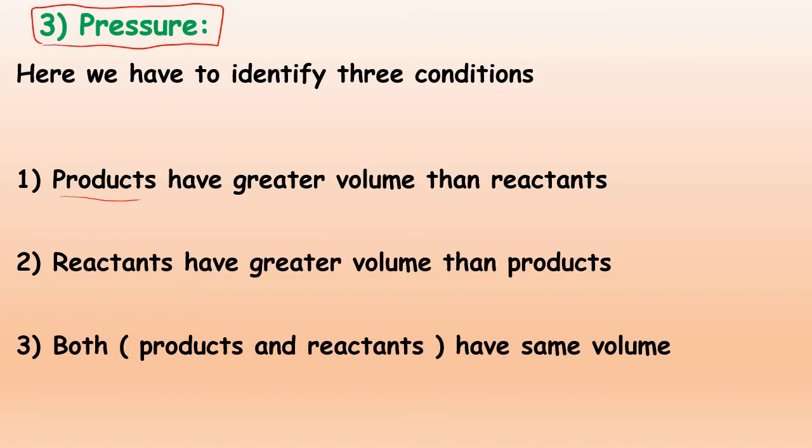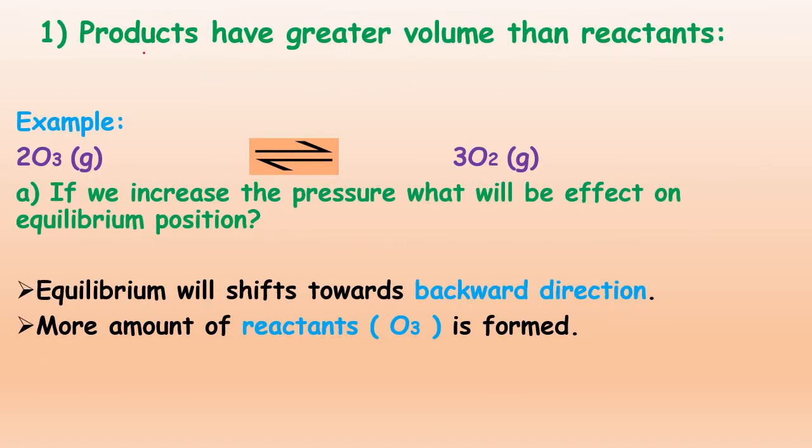So now let's look at the slide one by one. We are discussing these three main conditions. Number one, if the products have greater volume than the reactants, look at the example here. This is the reactant side, and this is, as you know, the product side. Here are the two moles, and here are the three moles. So the products have the greater volume as compared to the reactants.